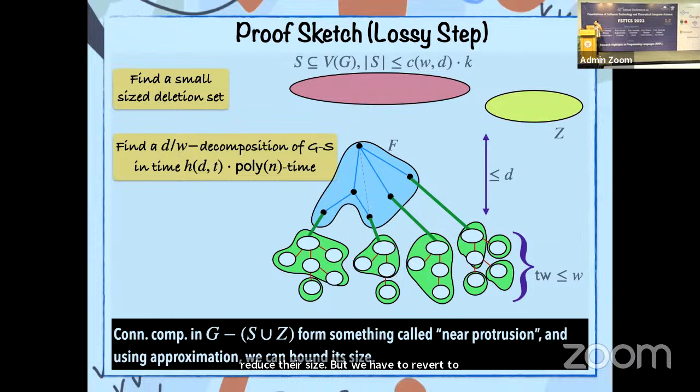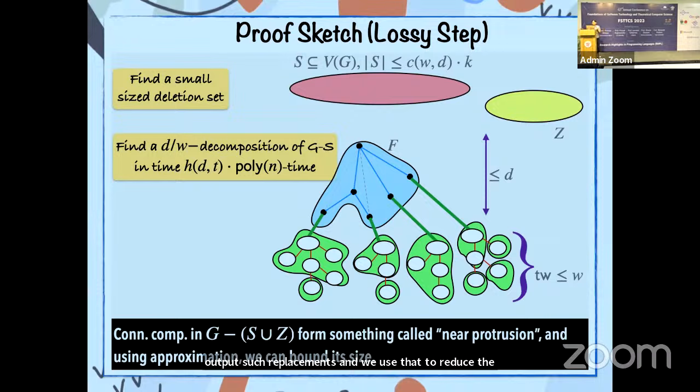So essentially there is a known algorithm. What it does is, it takes this near protrusion, deletes it completely from the graph, and replaces it by a very small graph. Okay, that can be computed. And that's how we do the replacement. So there is a known black box that can output such replacements. And we use that to reduce the size of these components.